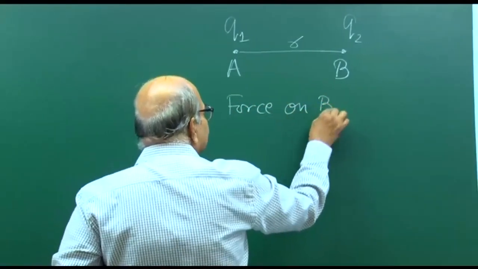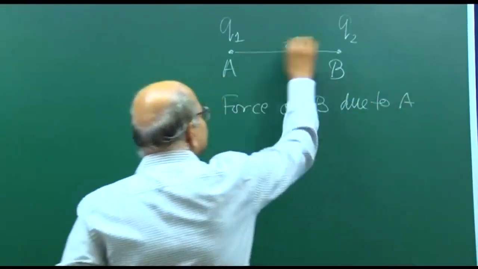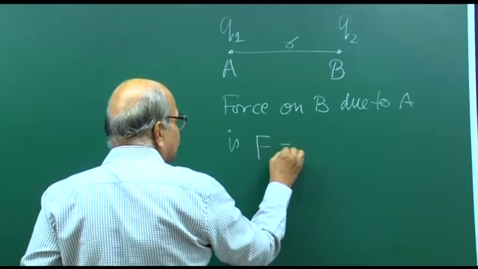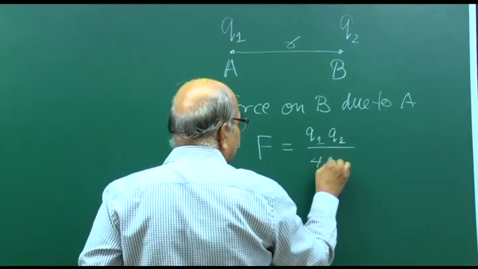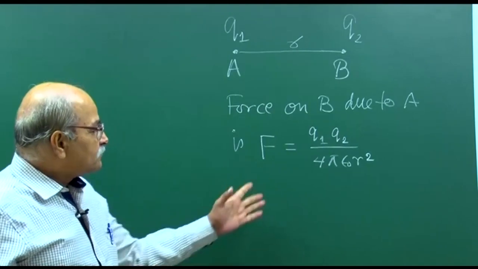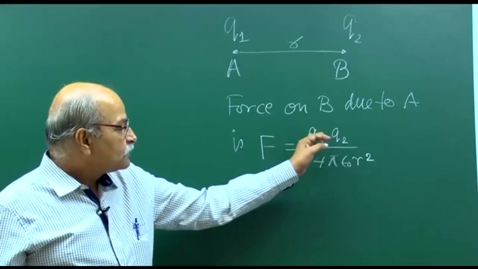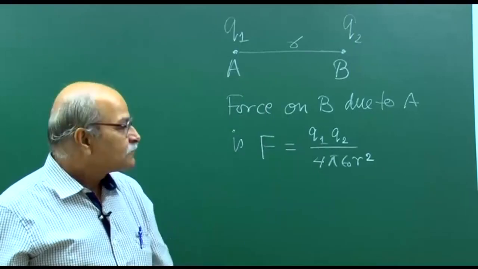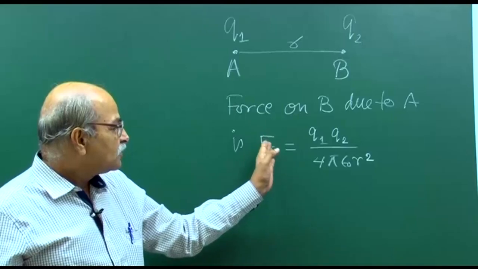So, if that happens, then the electrical force on, say, B due to A is given by force is equal to Q1 Q2 over 4 pi epsilon naught R square, and with proper direction. If the signs of Q1 and Q2 are the same, both are positive charges or both are negative charges, then this whole thing is positive and it gives me the magnitude of the force.